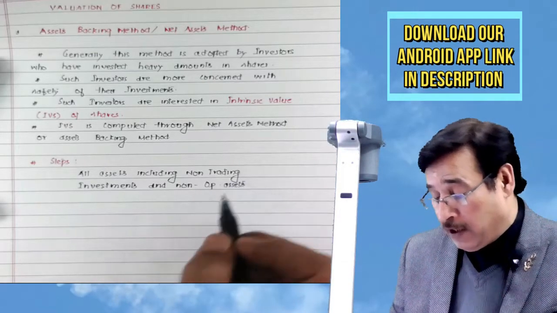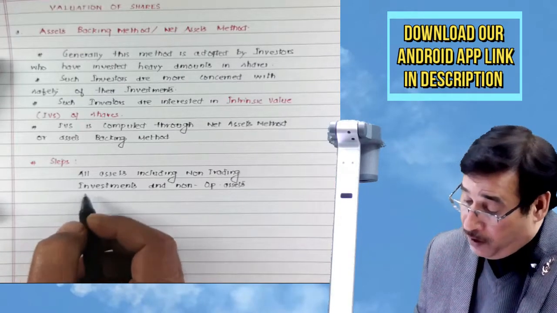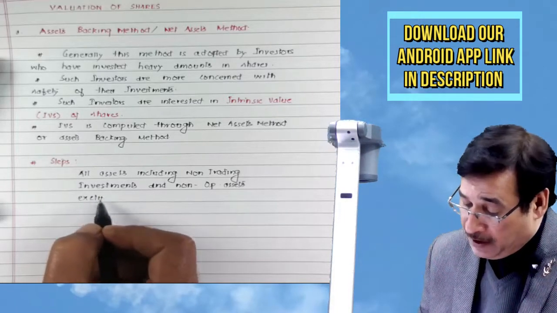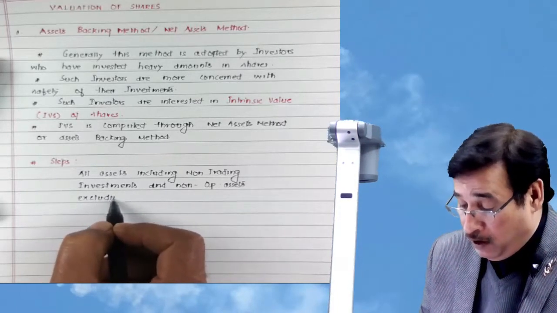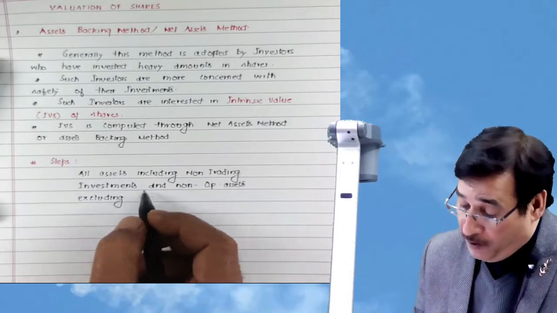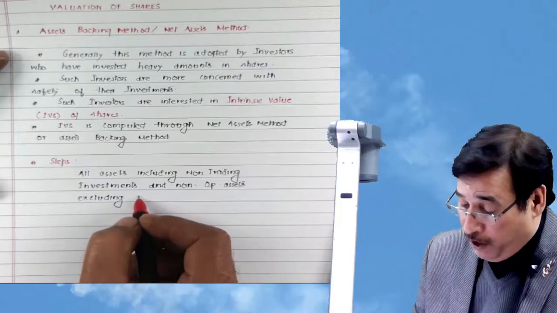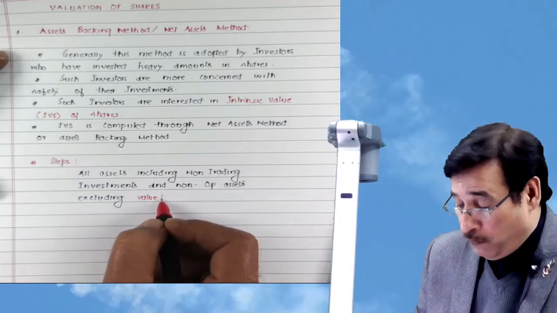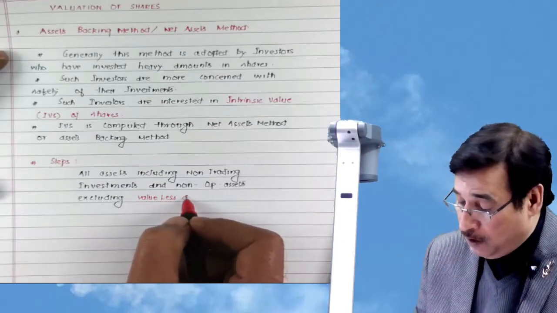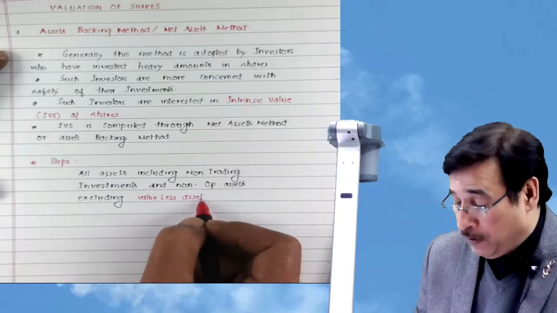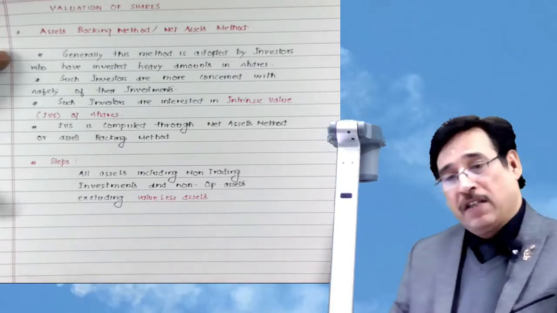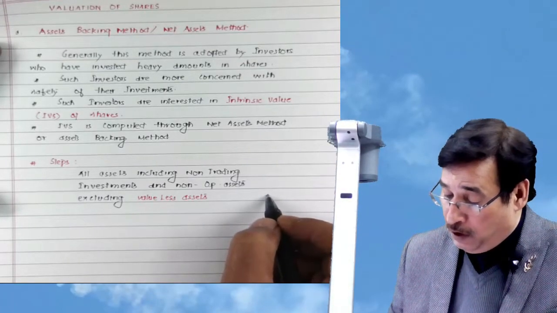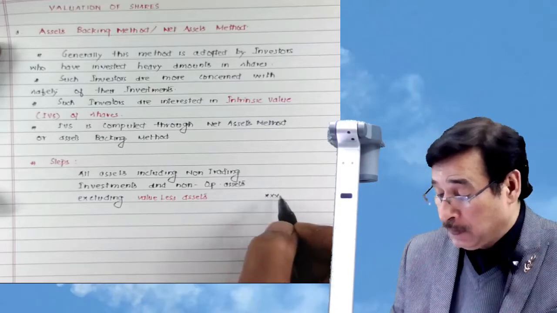So all assets we will consider, excluding, however, valueless assets, because valueless assets are not considered assets at all. Valueless assets means preliminary expenses, underwriting commission. Valueless assets, or fictitious assets as you call them. So valueless assets are not considered as assets, so they will not be included. So we will consider all assets. Correct?